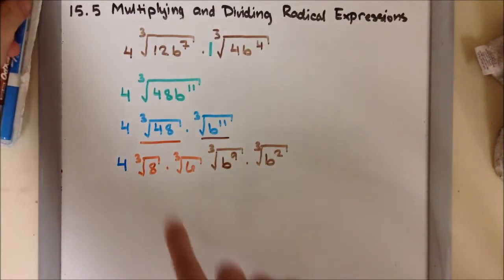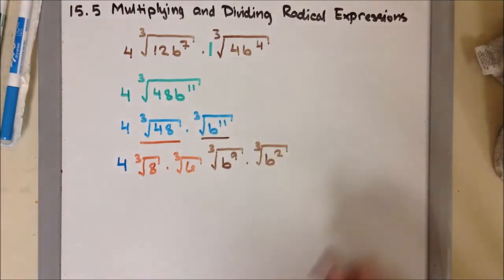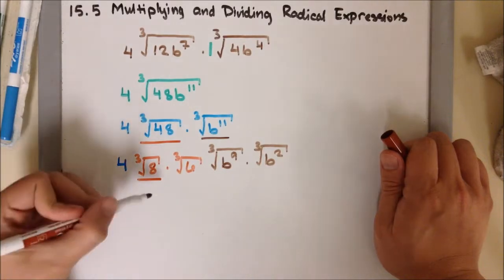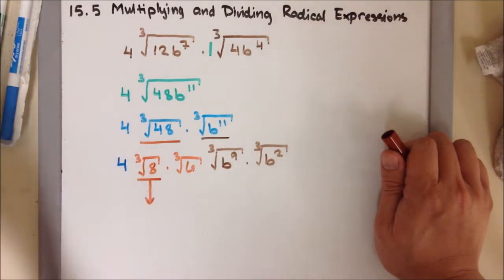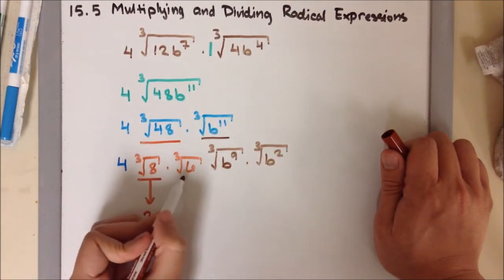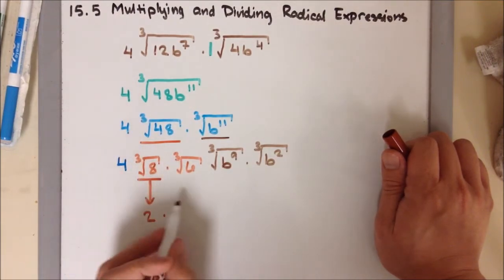Alright, so let's go back to the numbers. The only one that I could do the cube root of is the 8 because it's a perfect cube number. So the cube root of 8 is 2. You cannot do the cube root of 6 nor simplify, so I'm just going to bring it down.